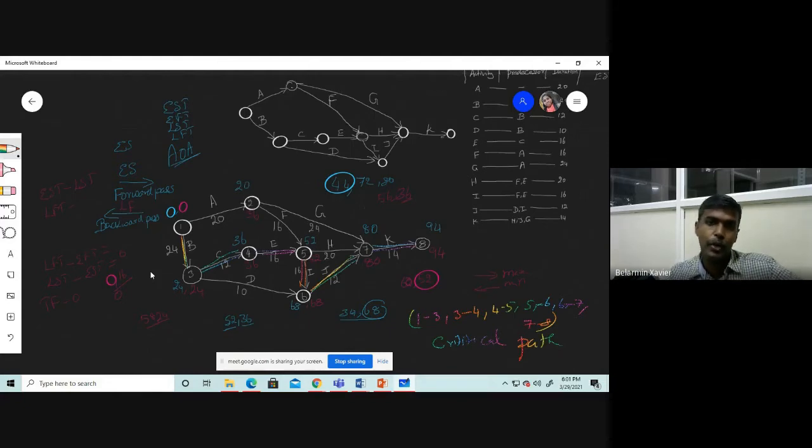Got it? So we need to be very careful. The physical meaning of this critical path is that we have to complete the activity in the prescribed duration. Otherwise, what will happen? The end duration, that is the total time schedule, may get changed. So we need to give much more importance to this critical path. Each critical path has different activities. These activities are known as critical activities. You need to be very concerned with the critical activity.